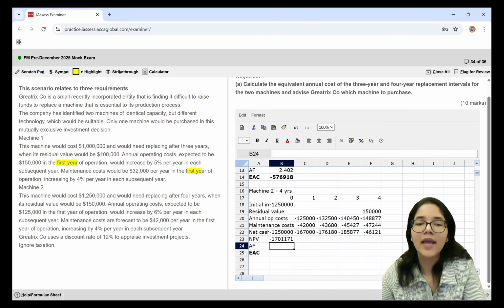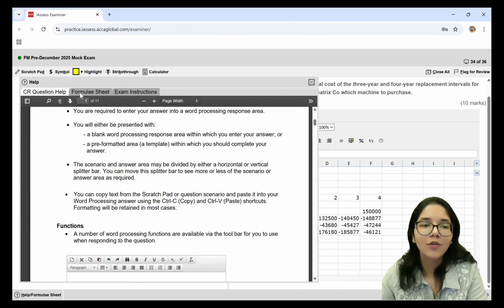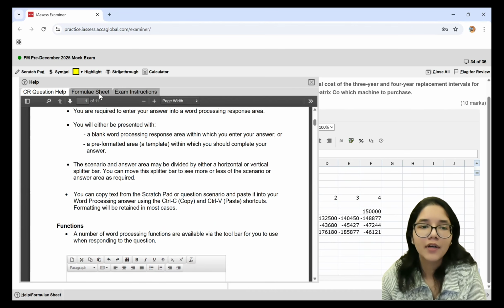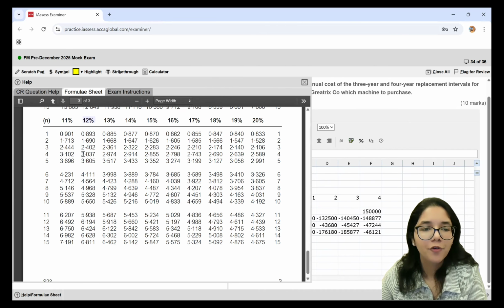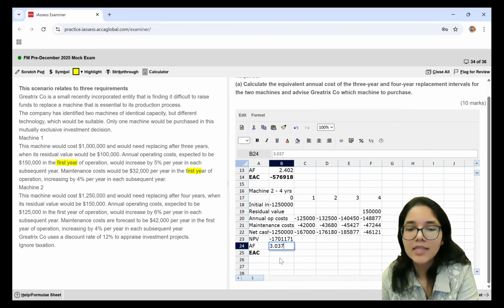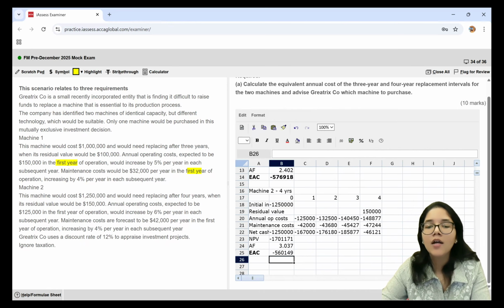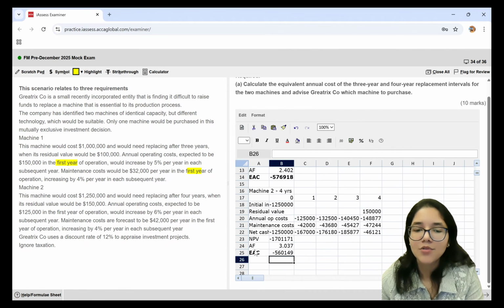So here, this is what the NPV is going to look like for machine 2. Now with machine 2, again going to the formula sheet, because now I want the annuity factor for 4 years. Right, this is the formula sheet. 12%, 4 years, 3.037 is the annuity factor. So now my equivalent annual cost will be NPV divided by the annuity factor, which gives me $560,149.